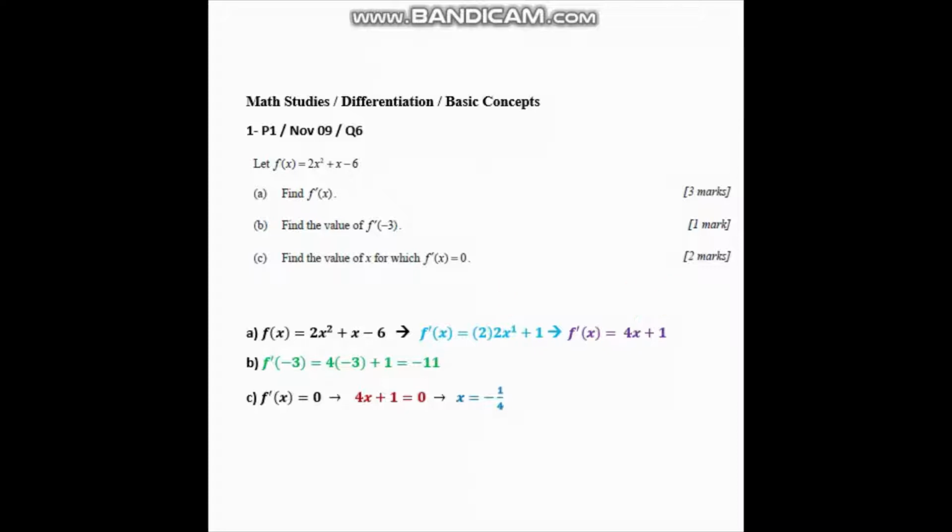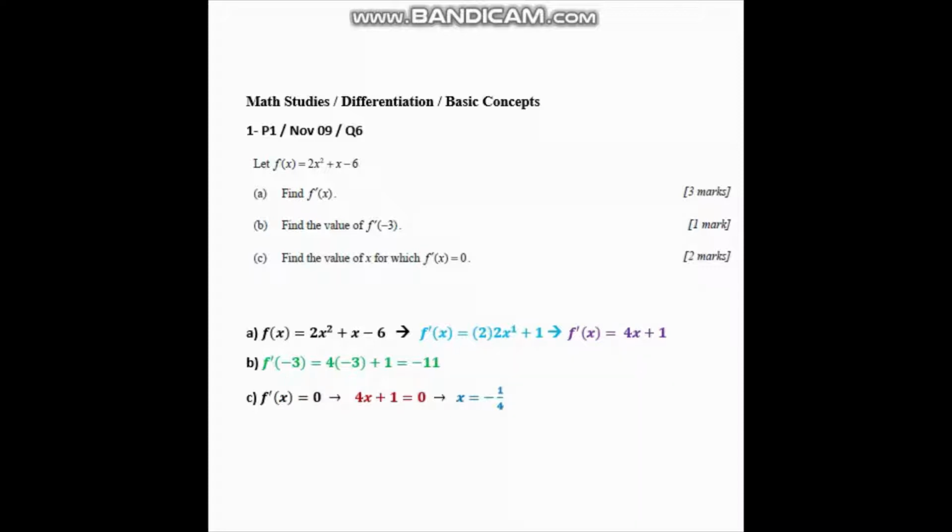Now in question B, I'm required to find f dash of negative 3. So what is f dash of negative 3? It is the value of the function f dash of x when x equals negative 3. So I replace this x with negative 3. So to evaluate that, I shall replace all x's in this equation with negative 3. And I only have one x. So this becomes 4 times negative 3 plus 1. And if you evaluate that manually or using your GDC, you get negative 11.